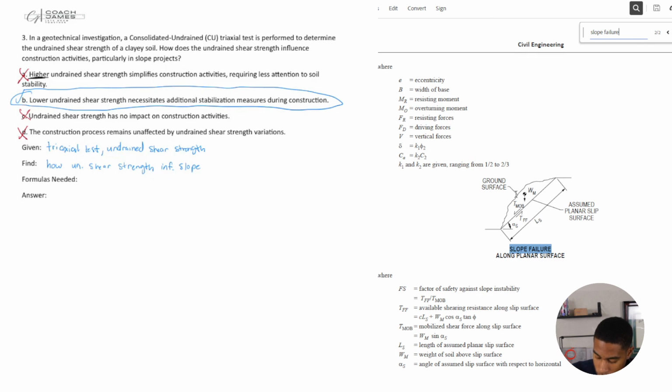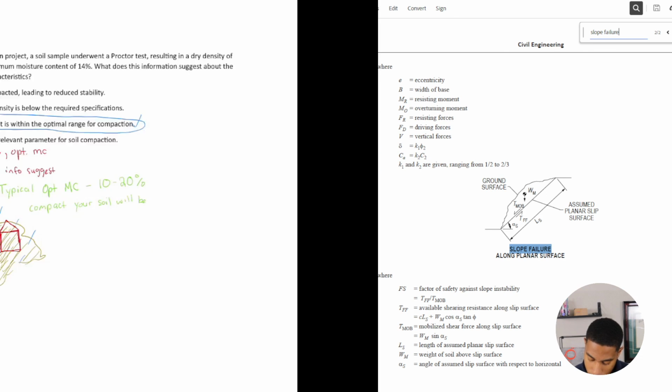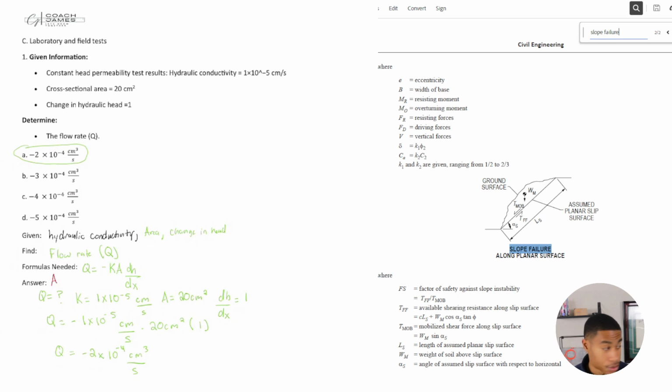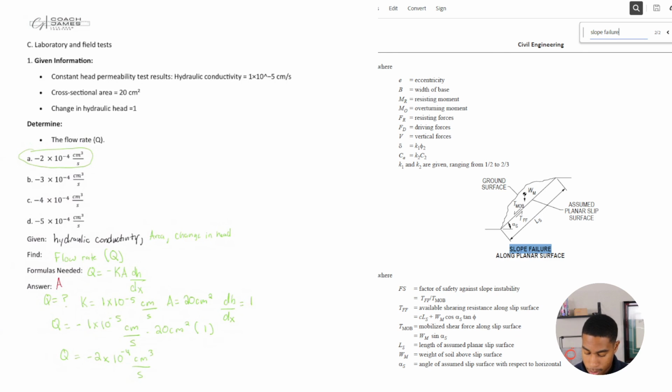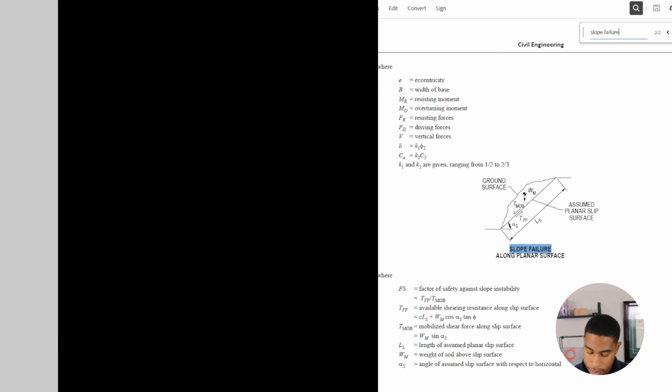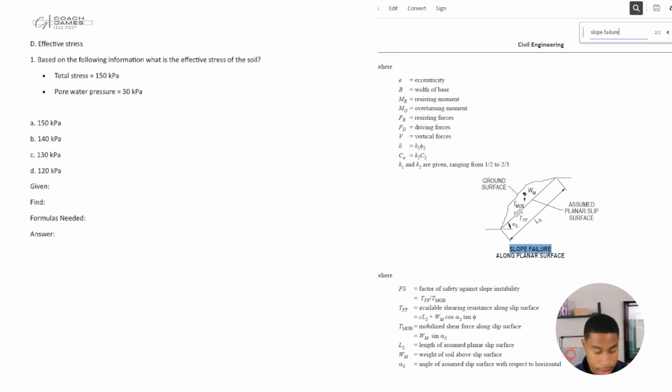So this is conceptual. Something to think about: just remember that slopes can have resistance or they can have force along the slip. So this concludes the laboratory and field test portion. In the next video, we'll be looking at effective stress.